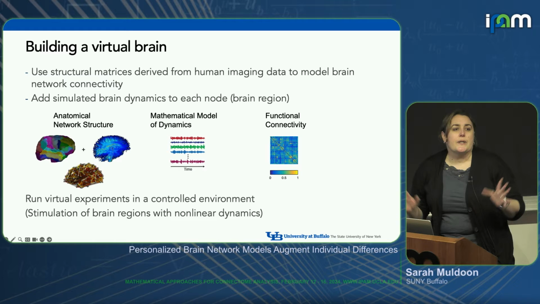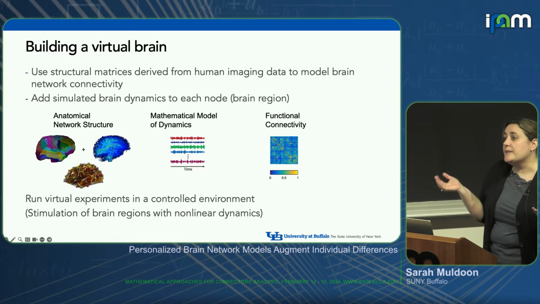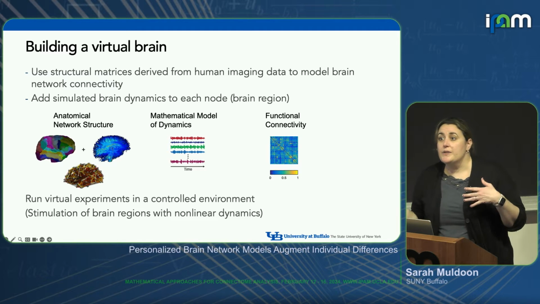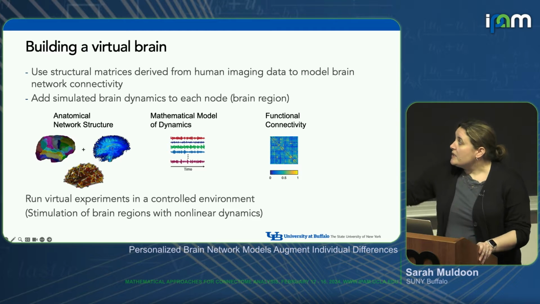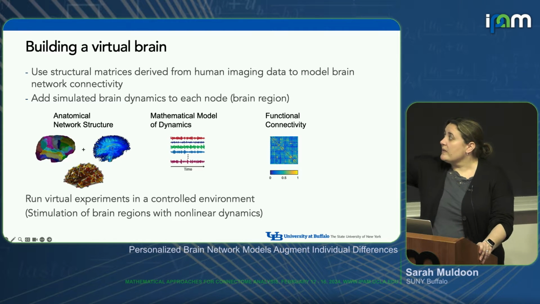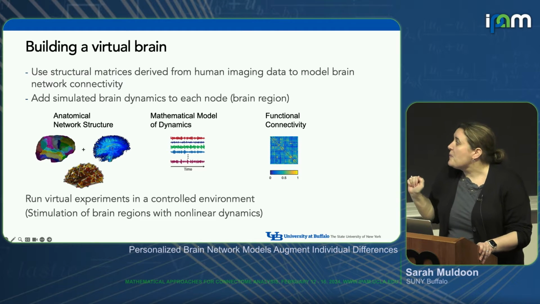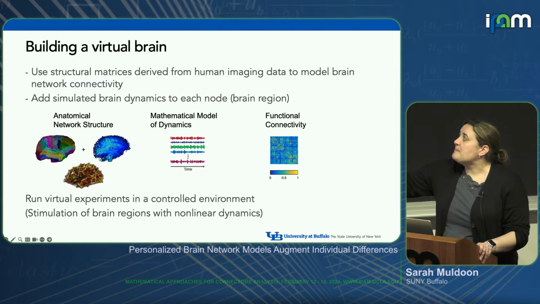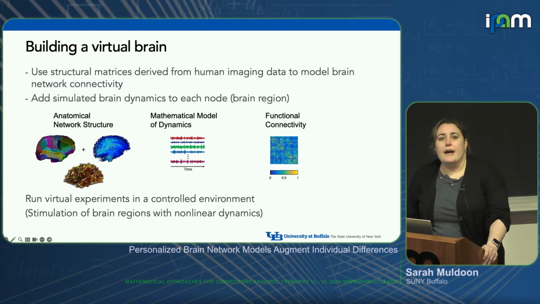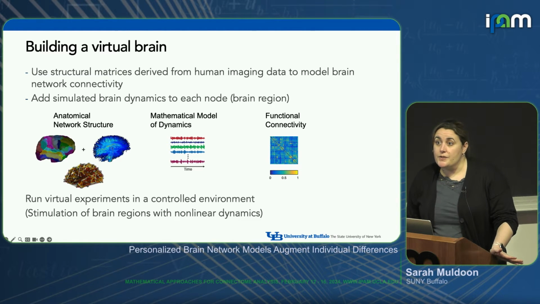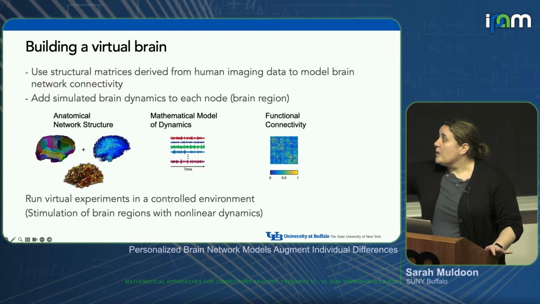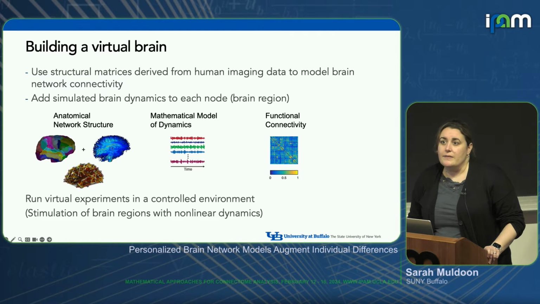Okay, so what we're going to do to construct these networks is we're going to just build a virtual brain. We're going to do computational experiments here. So we're going to start with the anatomical network structure, these structural networks that we get from the DMRI data. Okay, so these are going to be our tractography networks. And then instead of actually recording functional data from these brains, we're going to use a mathematical model of dynamics.